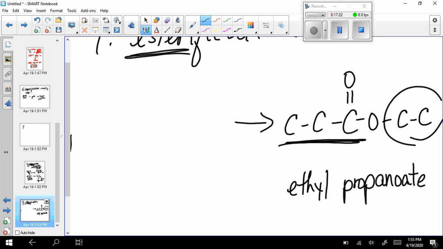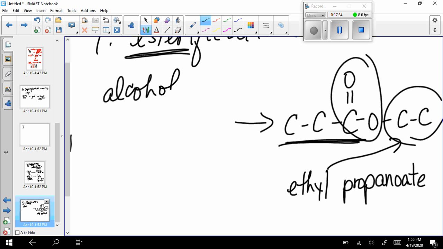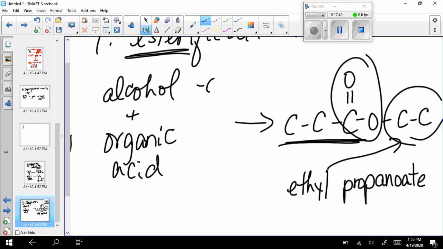Ethyl because that is my branch, propanoate because that is my chain, and there's my functional group that I find on table R. Now, in order to make this, I have to put together an alcohol and an organic acid. So I know an alcohol ends with an OH because I can look that right up on table R. I know an organic acid ends with a carbon that has a double bonded O and an OH.